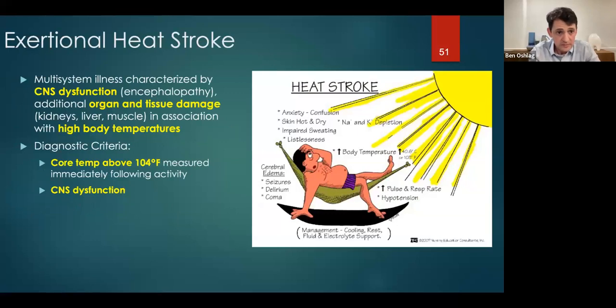Heat stroke is what you really want to worry about and be on the lookout for. So this is a multi-system illness characterized by central nervous system dysfunction. You can have encephalopathy, altered mental status. You can also have additional organ and tissue damage, kidneys, liver, muscles, in addition to very high body temperatures. So typically a core temperature above 104 degrees Fahrenheit if measured immediately after activity. And again, altered mental status.